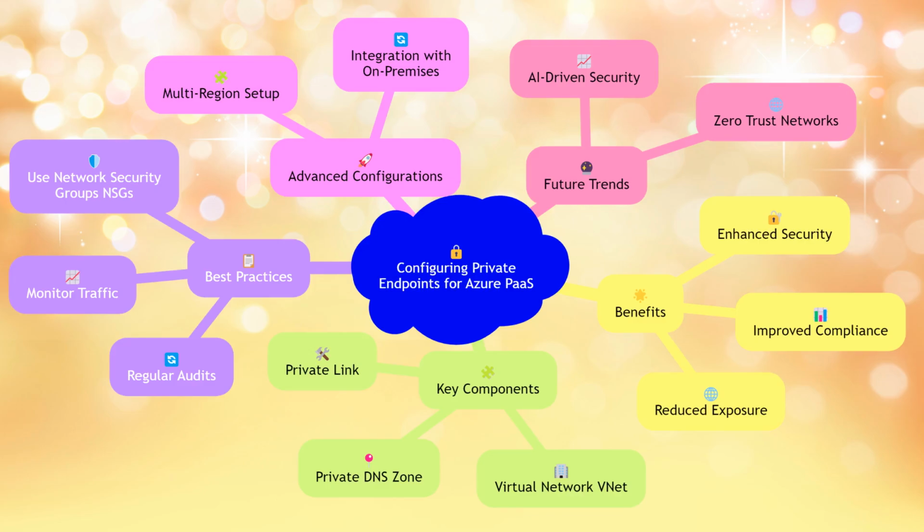Configuring private endpoints for Azure PaaS is a crucial step in securing your cloud environment. By understanding the benefits, key components, and best practices, you can effectively implement and manage private endpoints to protect your data and applications. As you move forward, consider exploring advanced configurations and staying informed about future trends to continuously improve your network security. Taking these steps ensures that you are well prepared to leverage private endpoints for a secure and compliant Azure environment.